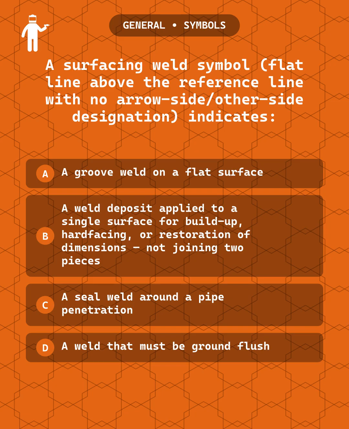Question 10. A surfacing weld symbol, a flat line above the reference line with no arrow side or other side designation, indicates what? Is it A, a groove weld on a flat surface, B, a weld deposit applied to a single surface for buildup, hard facing, or restoration of dimensions, and not for joining two pieces, C, a seal weld around a pipe penetration, or D, a weld that must be ground flush?